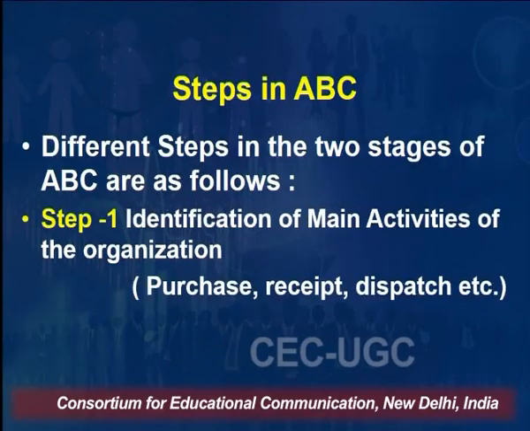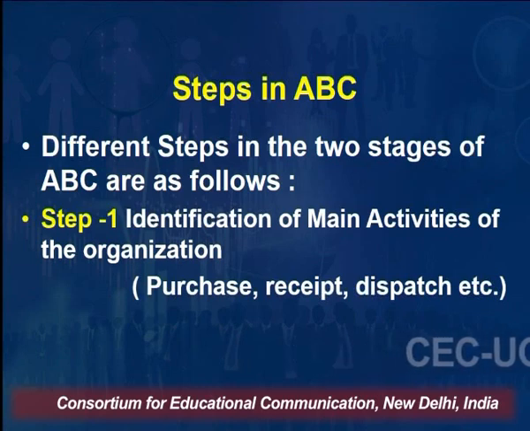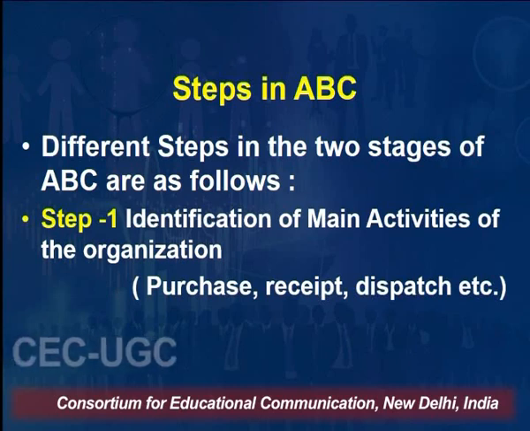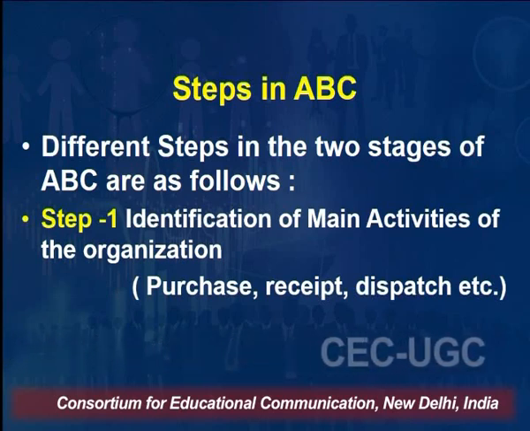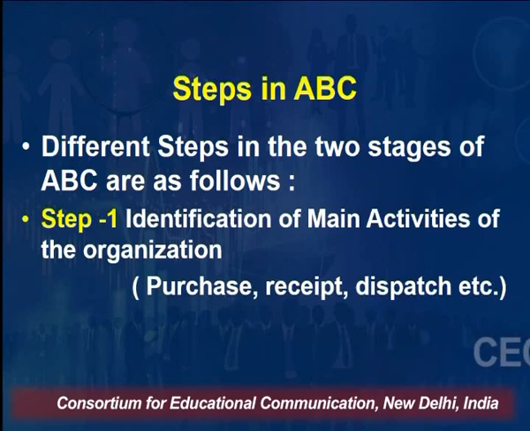The different steps in the two stages of ABC are: step 1 is we identify the main activities of the organization. For instance, it can be purchase, it can be receipt, it can be dispatch, and it can be any activity depending on the nature of your business. So we have to first identify the key activities of my organization. Suppose I have identified that purchase, receipt and dispatch are my three key activities. I have completed step 1.